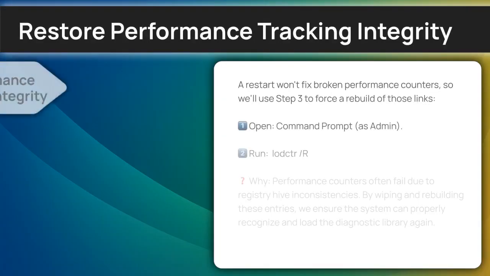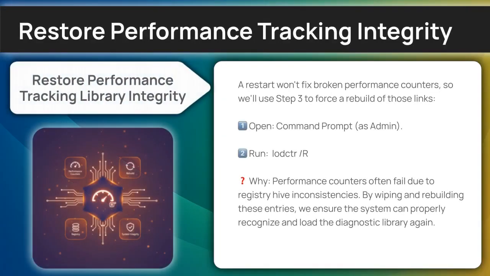If that didn't clear the error, follow these instructions to modify your system paths. If you need to pause the video to type these out, please do so. A restart won't fix broken performance counters, so we'll use step 3 to force a rebuild of those links. First, open command prompt as admin. Second, you're going to type lodctr /r, then hit enter. Why are we doing this? Well, performance counters often fail due to registry hive inconsistencies. By wiping and rebuilding these entries, we ensure the system can properly recognize and load the diagnostic library again.